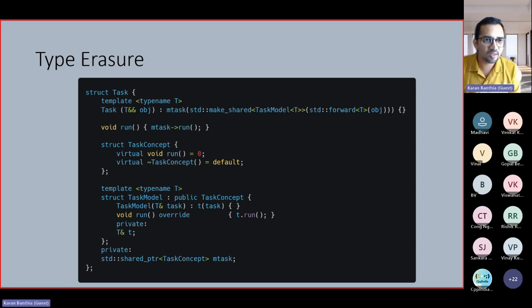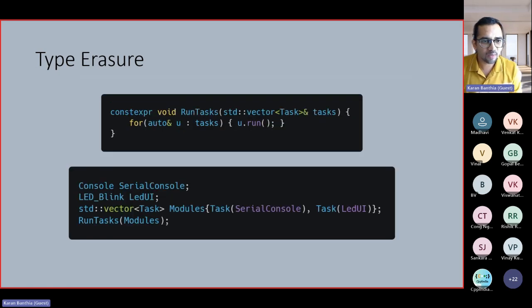So how does this help here? Here is my console, and I have a function called run tasks, which I'm going to call in my main loop, which has a vector of tasks. This task is not the base class of console or LED blink. This is the type erased version.